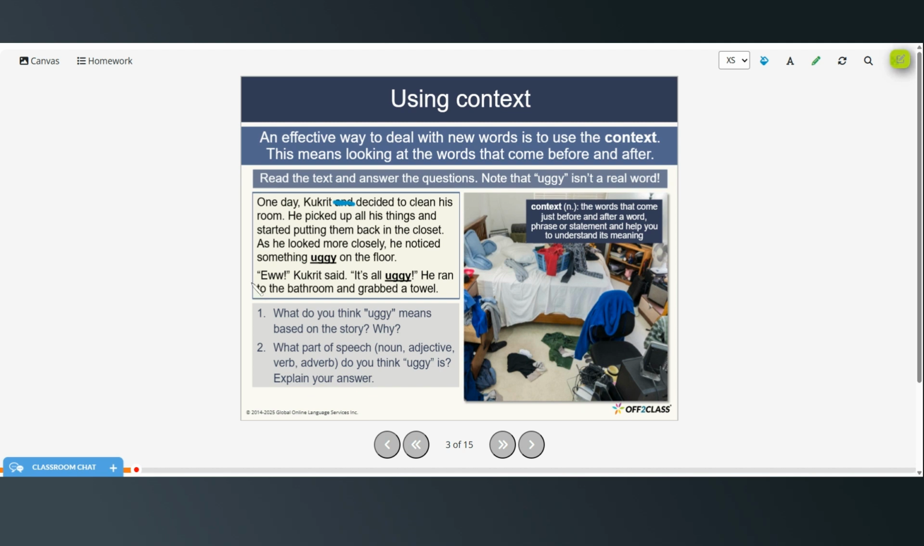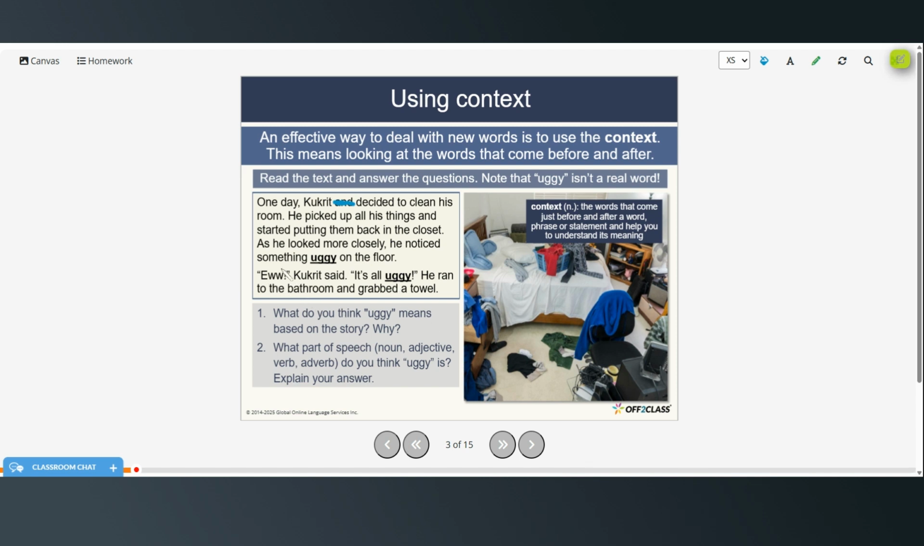So what do you think ugly means based on this story? And why? And what part of speech, noun, adjective, verb, adverb, do you think ugly is? And explain your answer. So ugly probably means dirty or gross or messy. There's something on the floor that's been spilled and is just dirty and gross.